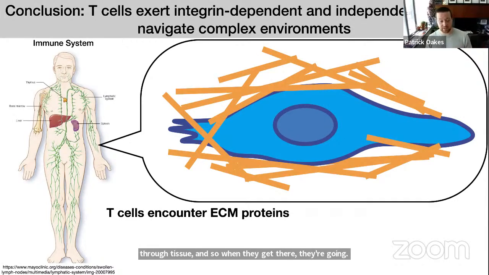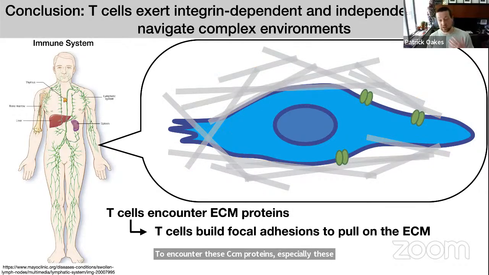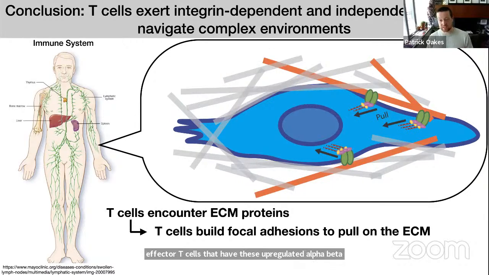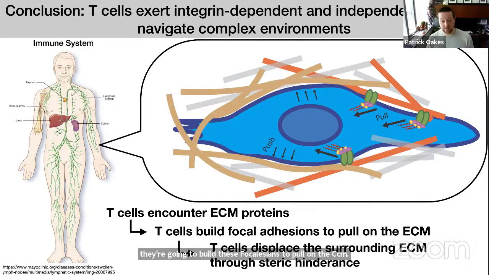And especially these effector T cells that have these upregulated alpha V beta 3 integrins, they're going to find it, and they're going to build these focal lesions to pull on this ECM. And that's going to allow them to translocate and generate these forces. The pushing and the deformation of things around them is really the result of pulling your body through a tight space and the steric hindrance that's resisting your movement through it. As you squeeze through, you kind of push through and make it go on.